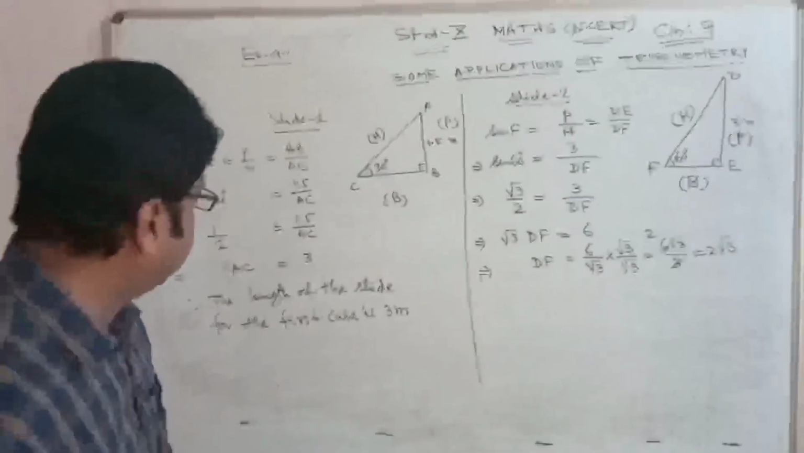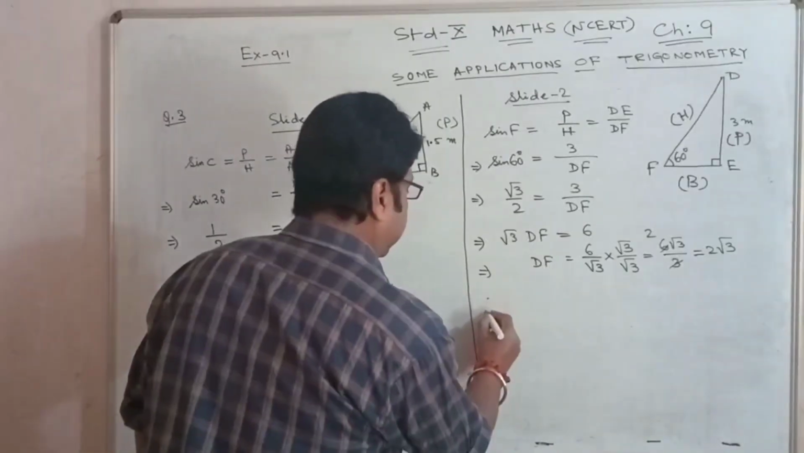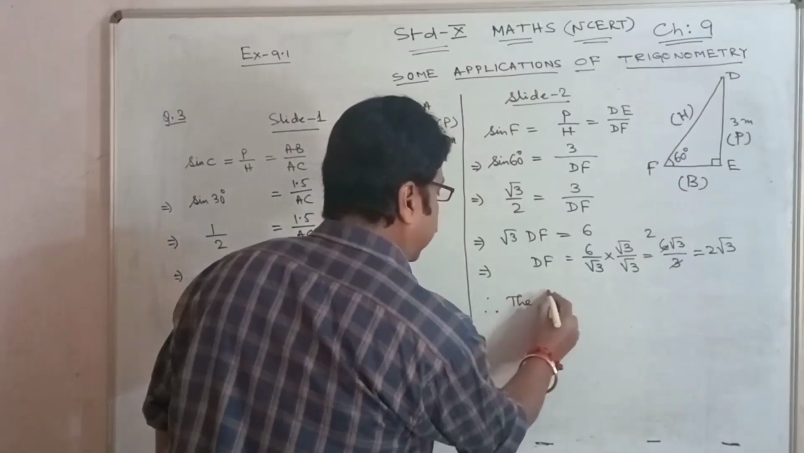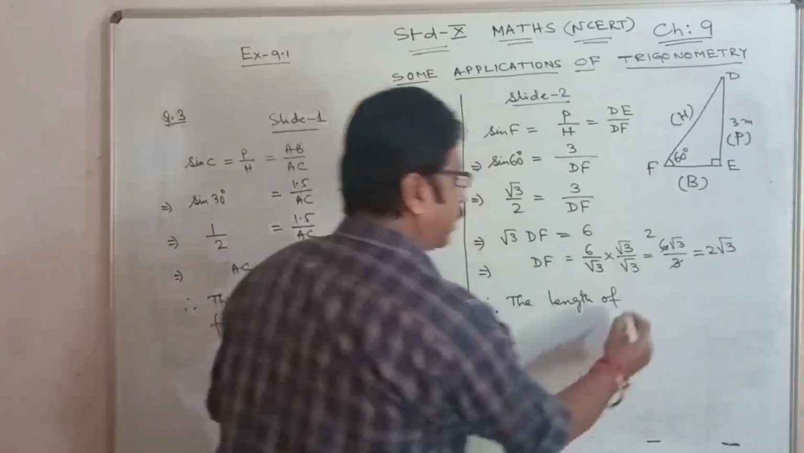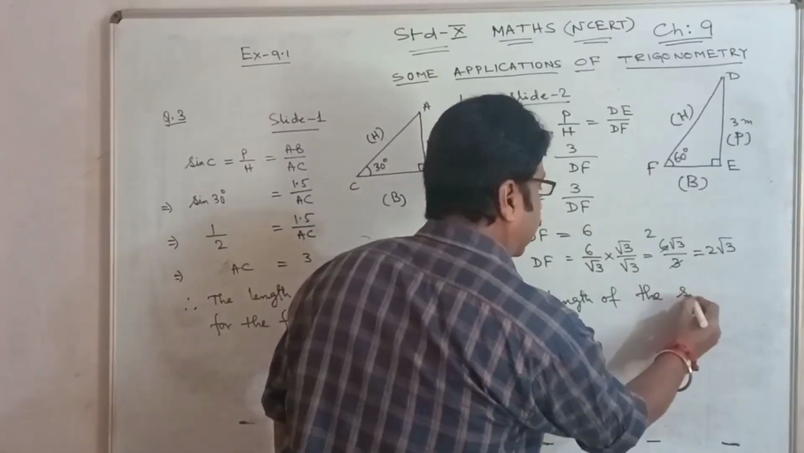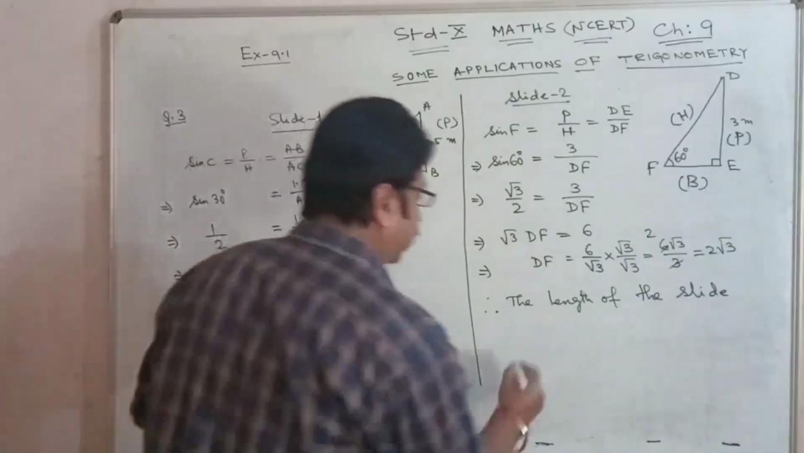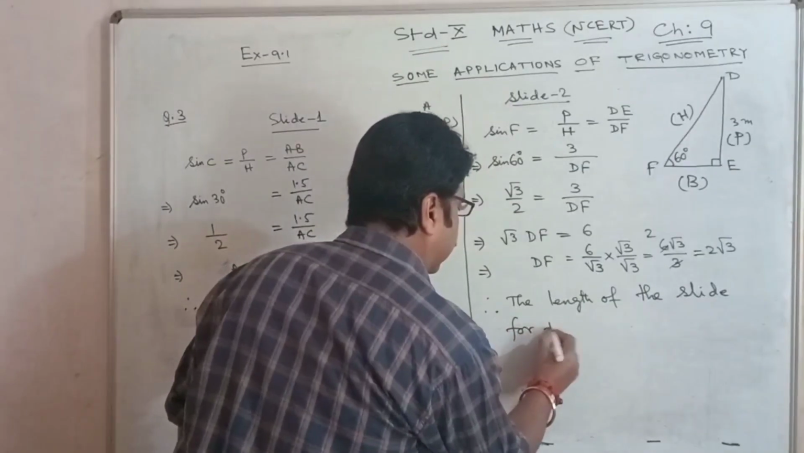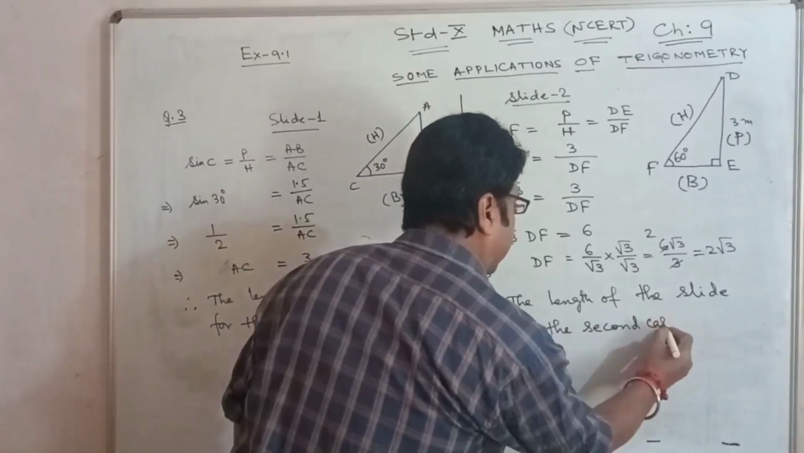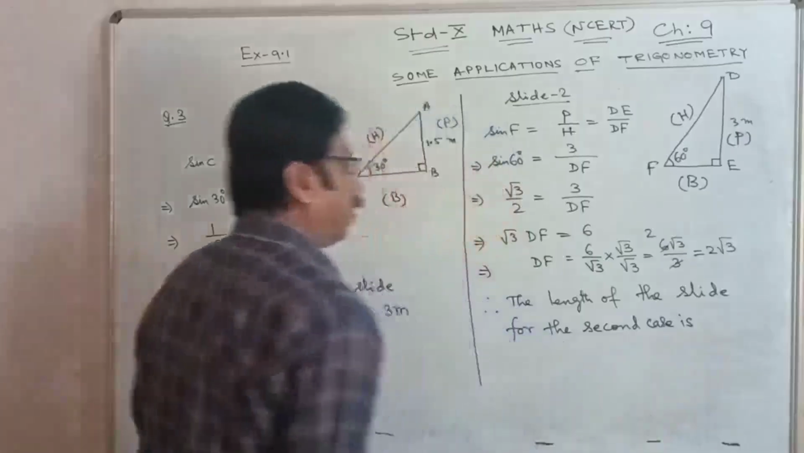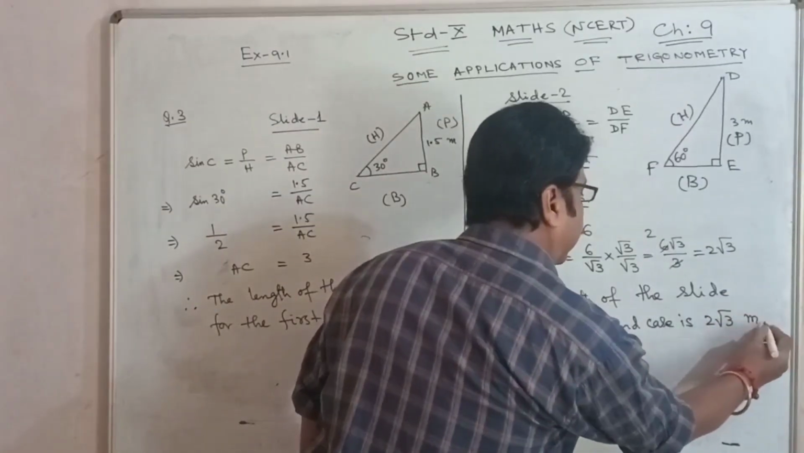The length of the slide for the second case, therefore the length of the slide for the second case is 2 root 3 meter.